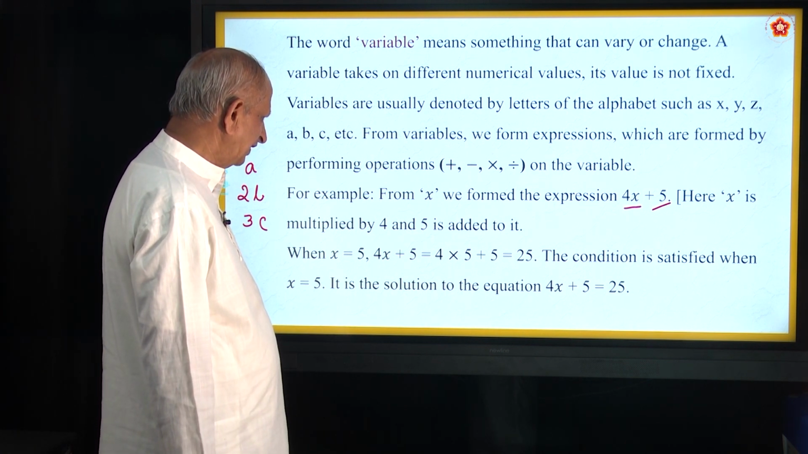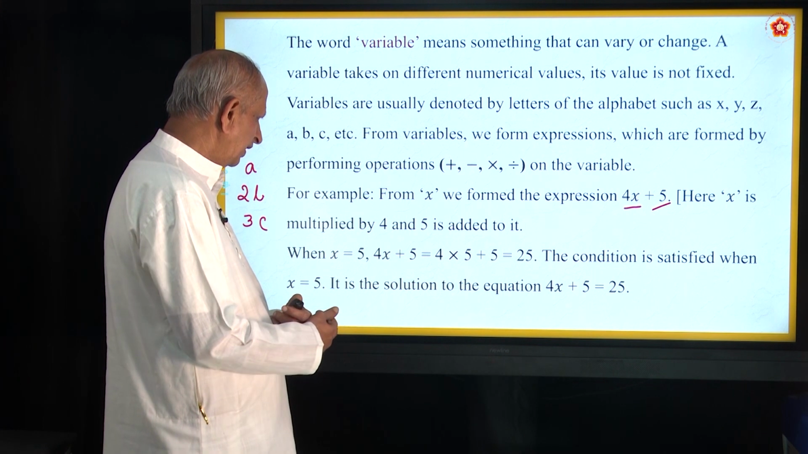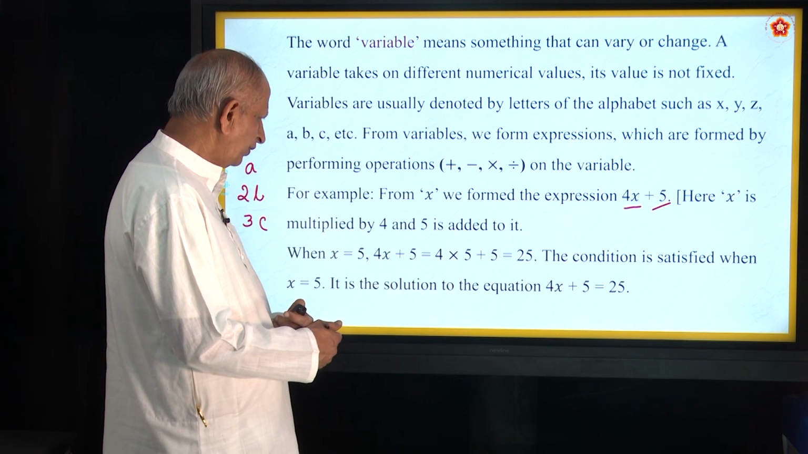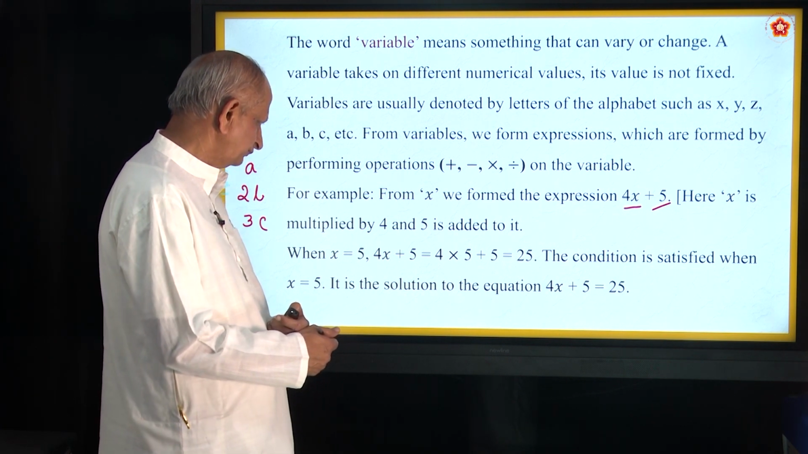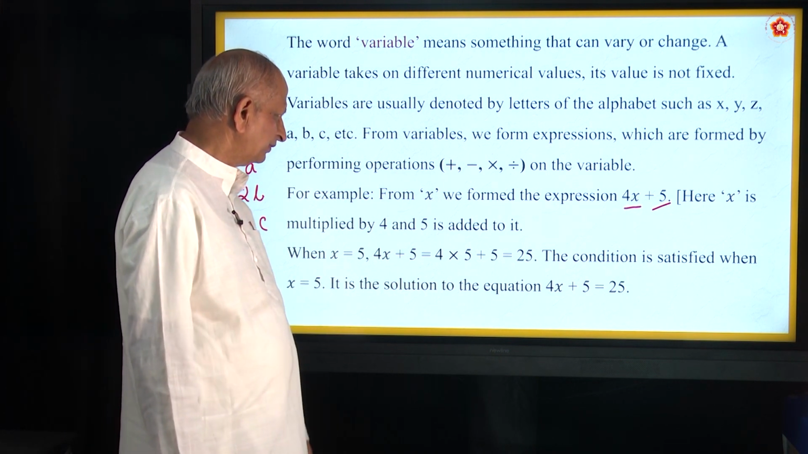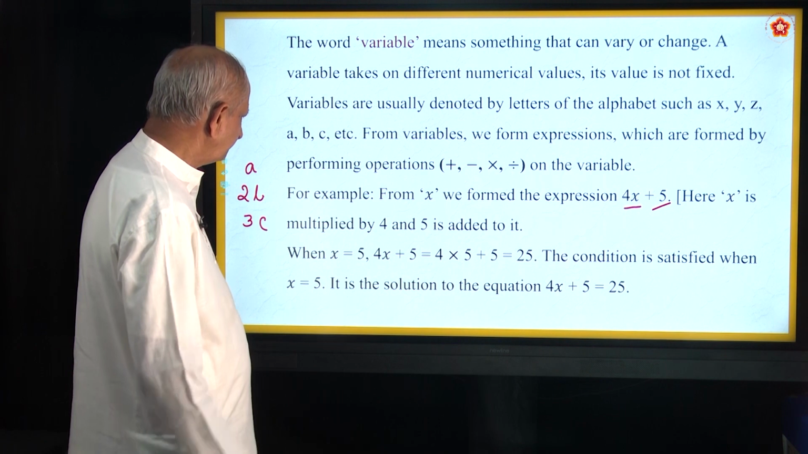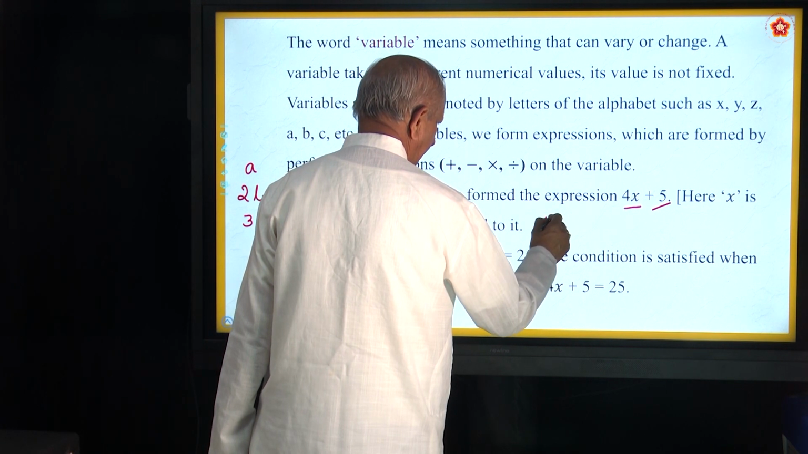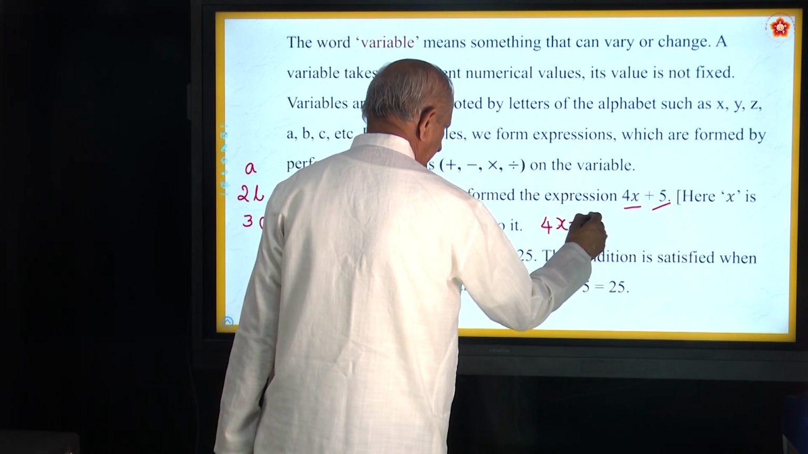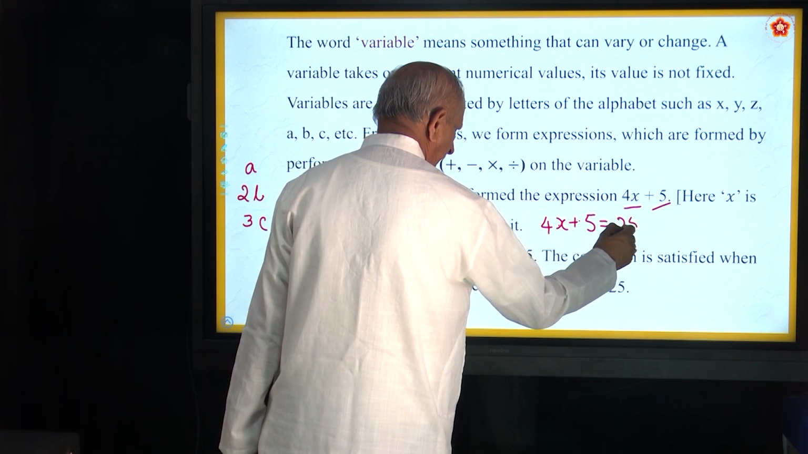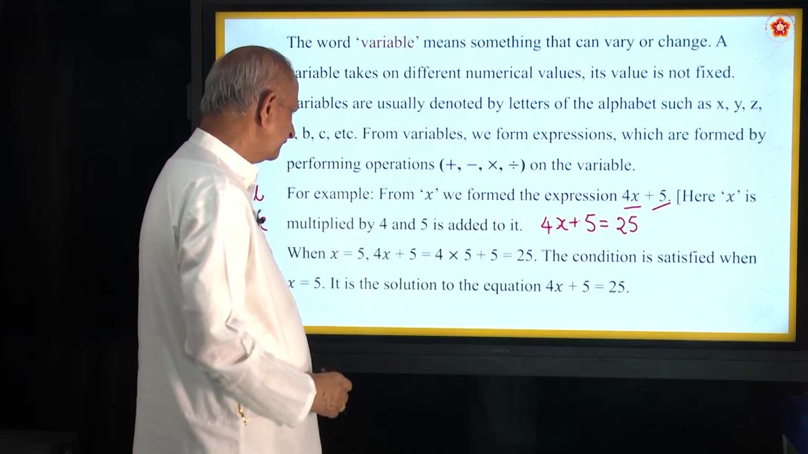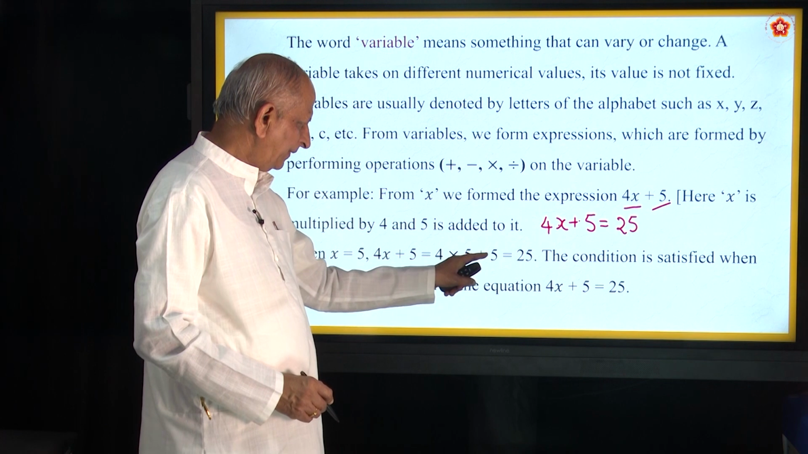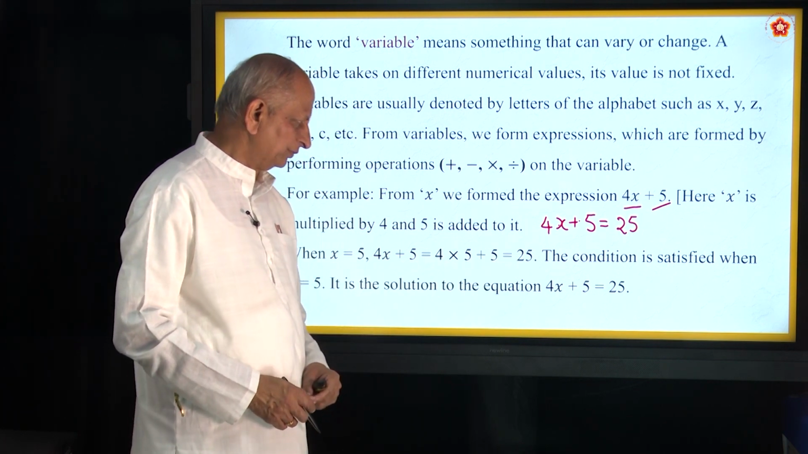Okay. The condition is satisfied when x is equal to 5, and the solution of the equation 4x plus 5 is equal to 25. So, x is equal to 5 is the solution. Suppose you think of an equation like this. The equation is 4x plus 5 is equal to 25. It may have any value. Then when x is equal to 5, it becomes 4 into 5 plus 5 is equal to 25.